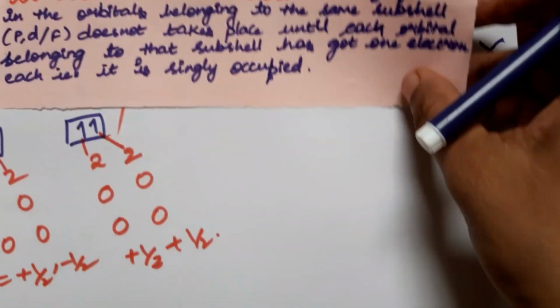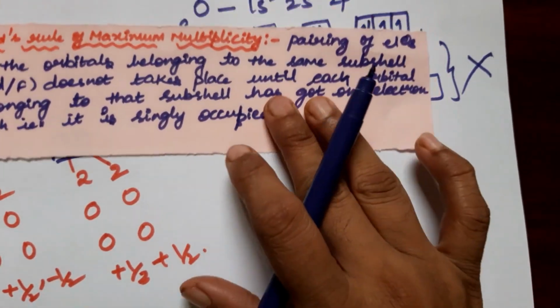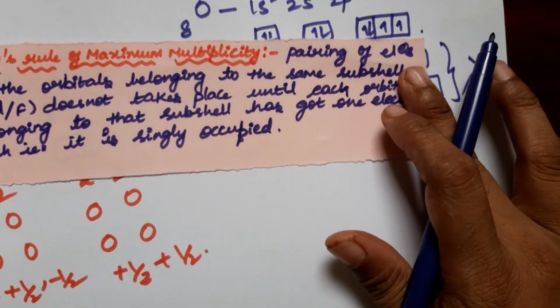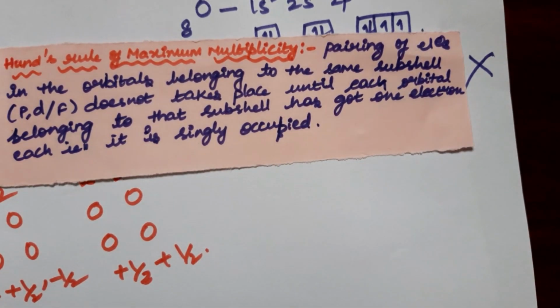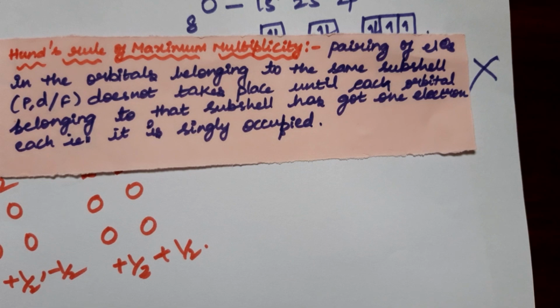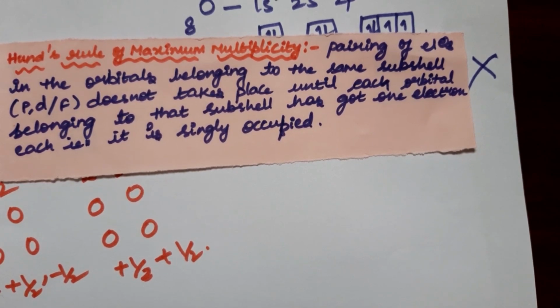That means pairing of electrons in the orbitals belonging to the same subshell P, D, F does not take place until each orbital belonging to that subshell has got 1 electron each. Hence it is singly occupied.